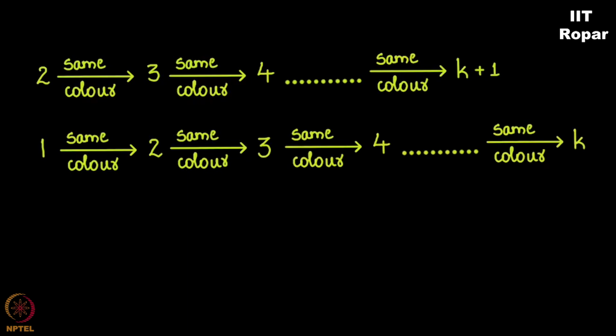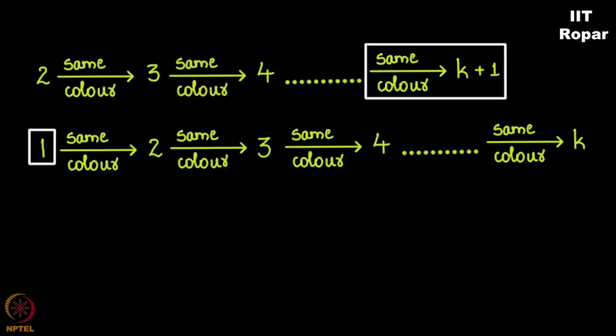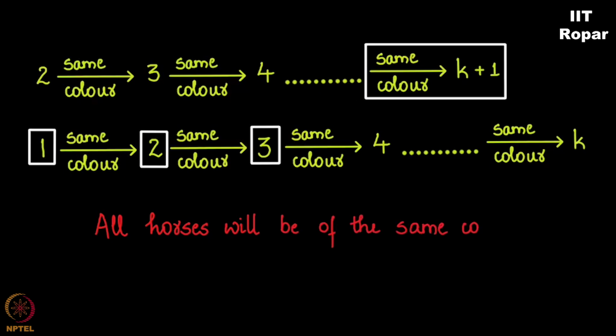So, what can we conclude? We can conclude that 1 has the same color as k plus 1. So with the case with 2, so as with 3. So all these k plus 1 horses have the same color. Well, I must tell my friend that yes, all horses will be of the same color.